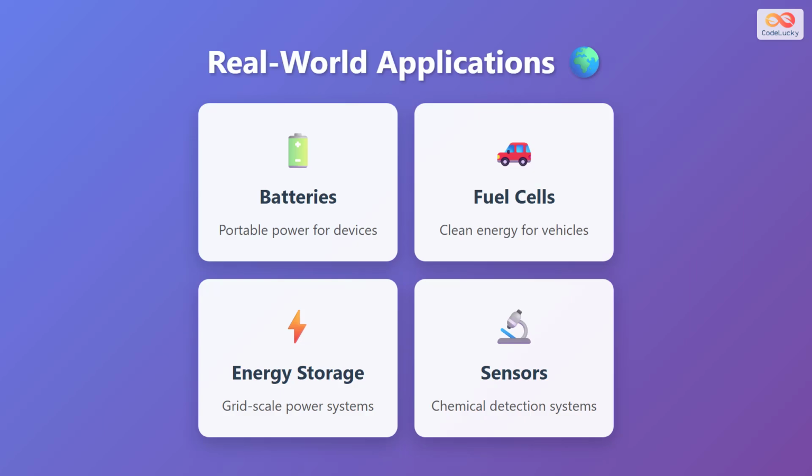Galvanic cells have numerous practical applications in our daily lives. They power batteries in our phones, laptops, and other portable devices. Fuel cells use galvanic principles to generate clean energy for electric vehicles. Large-scale energy storage systems rely on galvanic cells to store electricity for power grids. Additionally, they're used in various chemical sensors for detecting specific substances. Understanding galvanic cells is crucial for developing better energy storage technologies for the future.